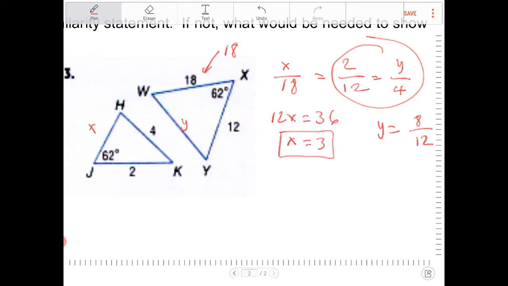I got it backwards. My apologies. So it should be 4 to y. I got it backwards, which is why I looked at it funny. So this should be 48 divided by 2. So y would be 24. Okay? So if that's the case, if these sides here were true, then we would have a side-side-side similarity.